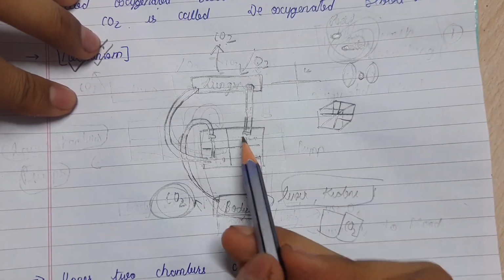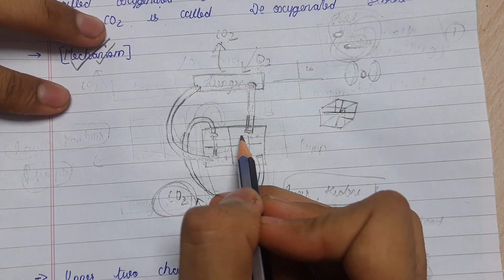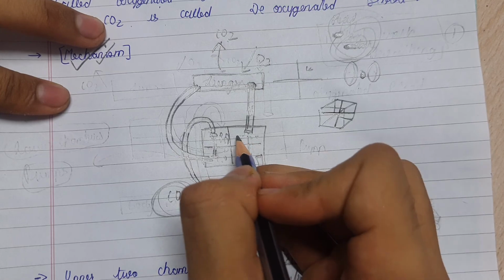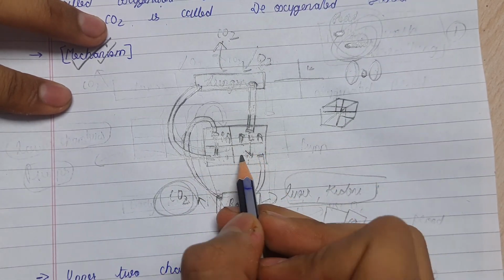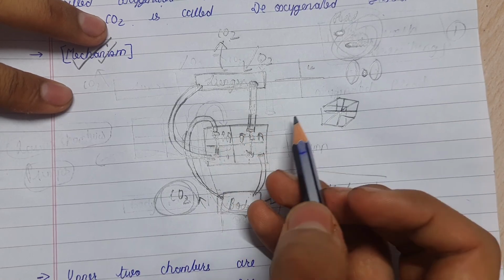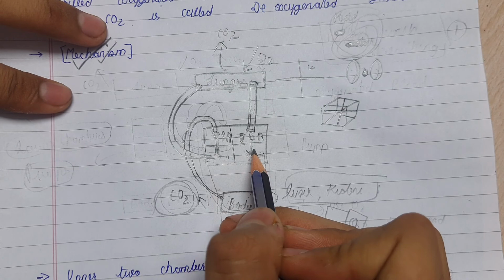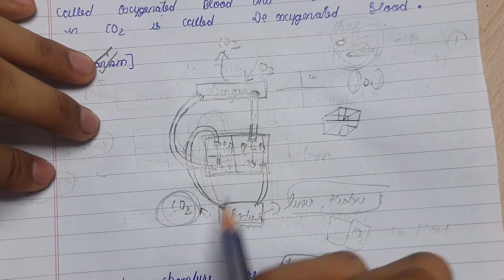So we can see here that this one will be the right atrium and this one will be the left atrium. These two are ventricles. Remember, the upper chambers both are atria and the lower chambers both are ventricles. So this is the right ventricle and this is the left ventricle. So now we have named the chambers of the heart.